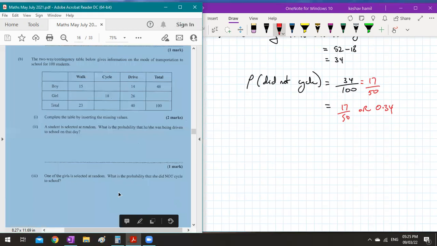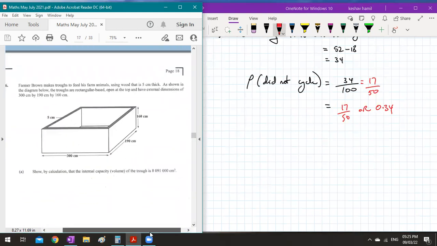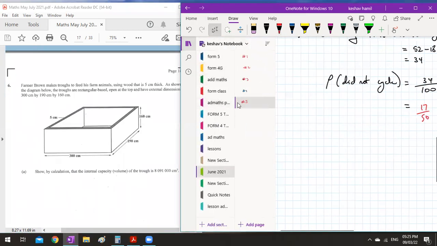Now, the reason why I put it over the 100 and not the number of girls is because you want the probability of a student being selected at random. Then we went to number 6.